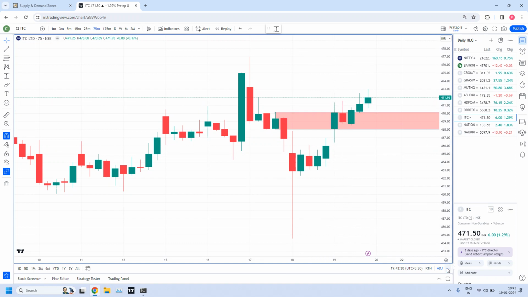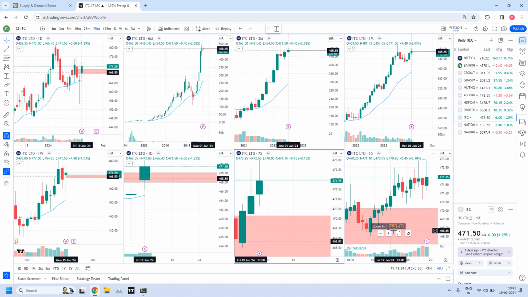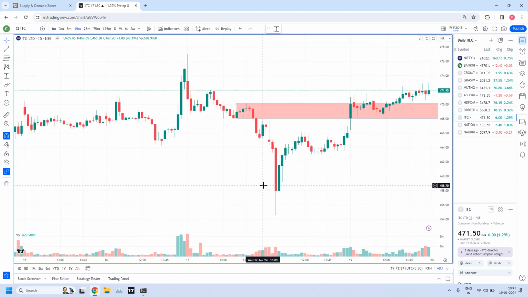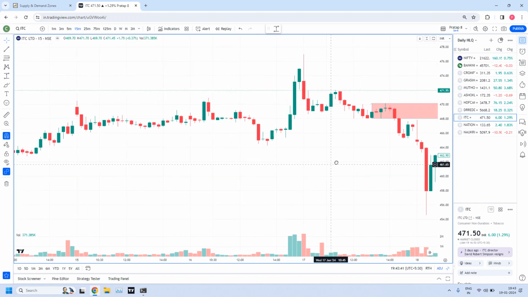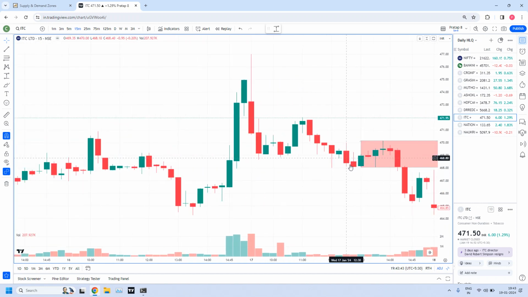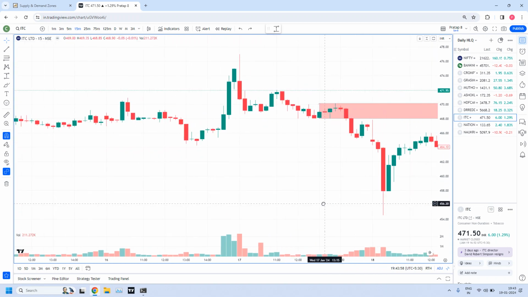Why is this zone violated? If you look into the 5-minute structure, you will get clarity. But before that, I will show you the 15-minute structure. If you see, you have 1, 2, 3, 4, 5, 6 base candles here. This could be a drop, base, drop. That way you can treat it.